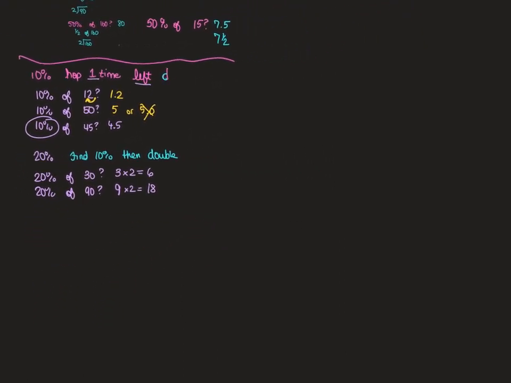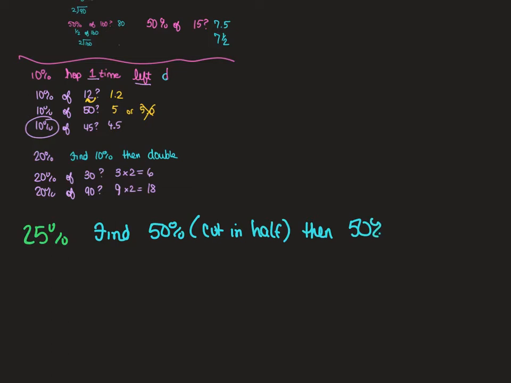Okay, let's do another category. Let's do 25%. Okay, I've got a couple of ways of figuring it out, but I think the best way, our strategy should be to find 50%. Remember that was cut it in half, divide by 2. Find 50%, then 50% again. We're going to cut it in half and cut it in half again. Half and half again.